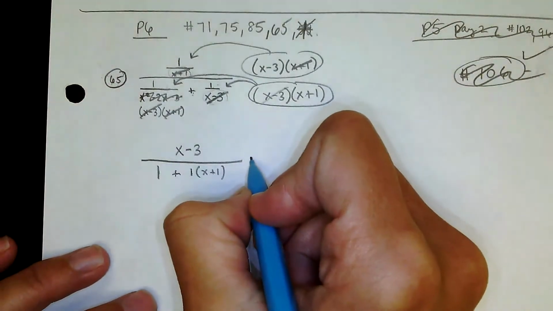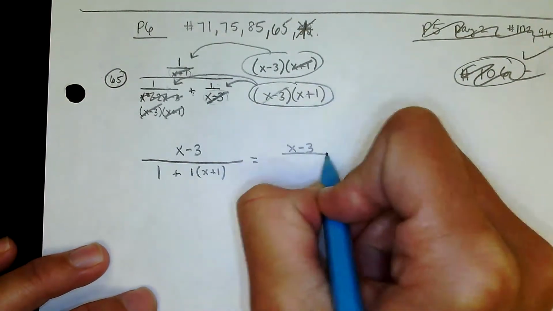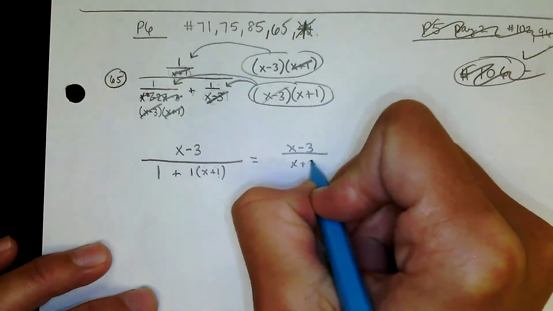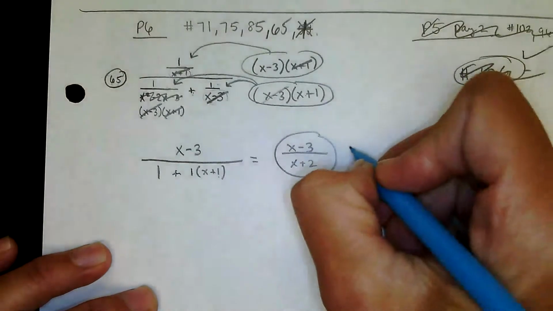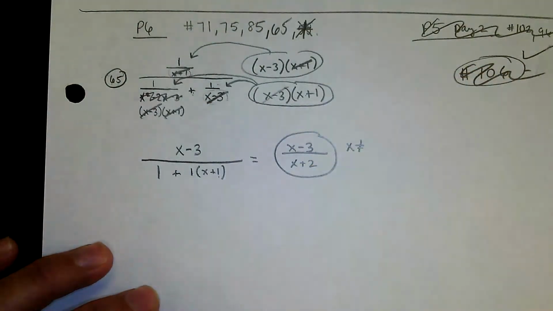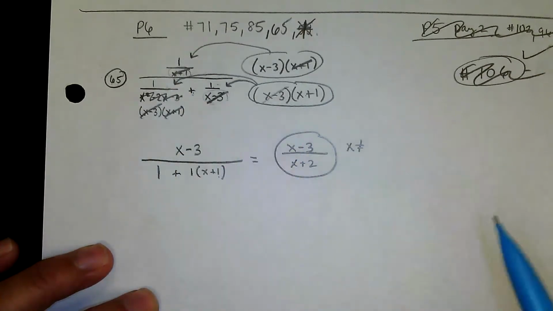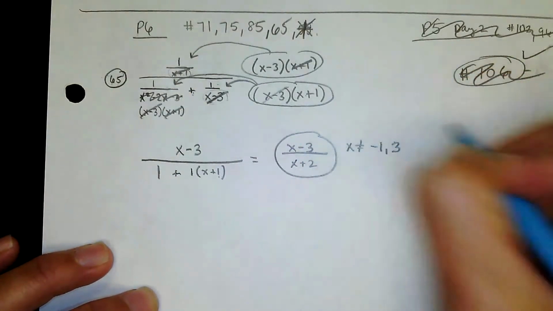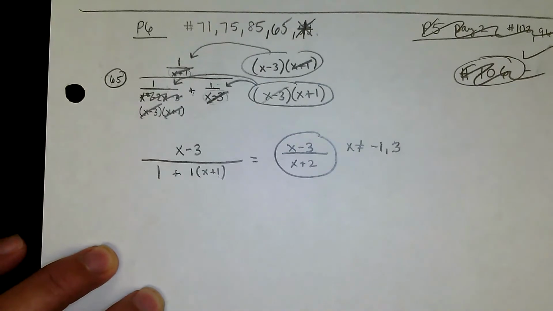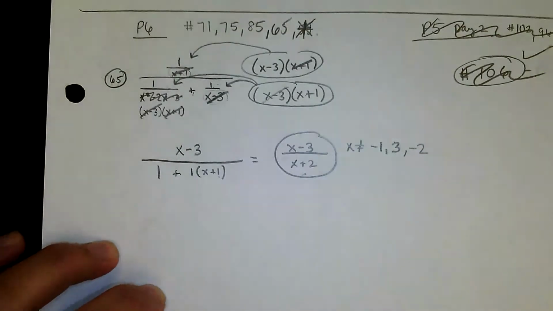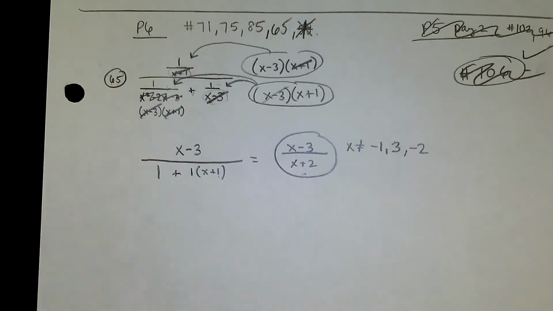And then we're just cleaning this up. So we have x minus 3 up top, and then on the bottom, x plus 1 plus 1 is x plus 2. And there's your final answer. x cannot equal anything that was ever in any denominator at all: -1 or 3. And then in the final answer, x plus 2 tells us that -2 is not possible either.